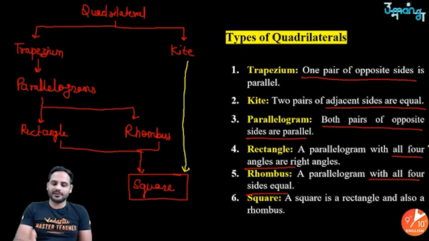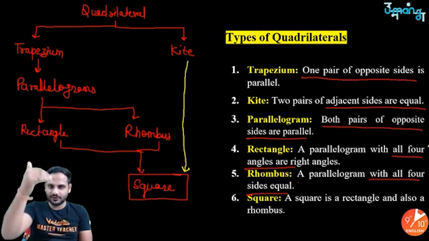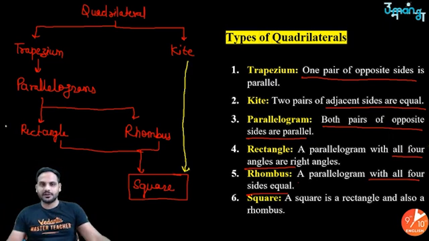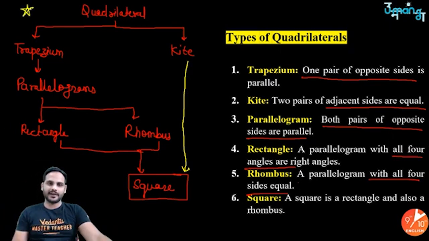So if I give you a question, all squares are trapezium, true. All squares are kites, true. All squares are parallelograms, true. All squares are rectangles. So when moving upward, it will be true. If you go down, then it will not be true. So this is on the basis of the definitions. So this graph is very important. You will not find it anywhere in any book or anywhere else.